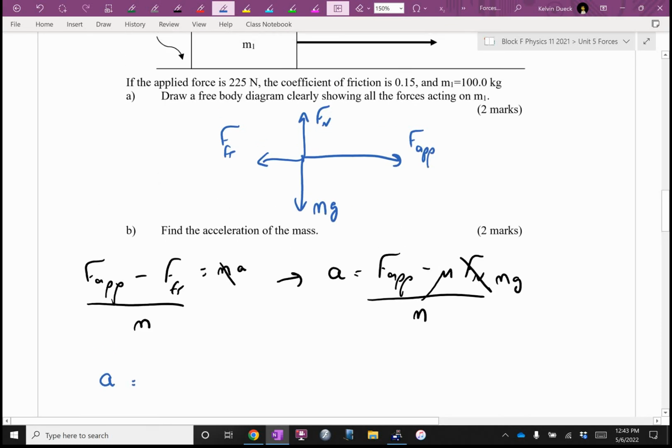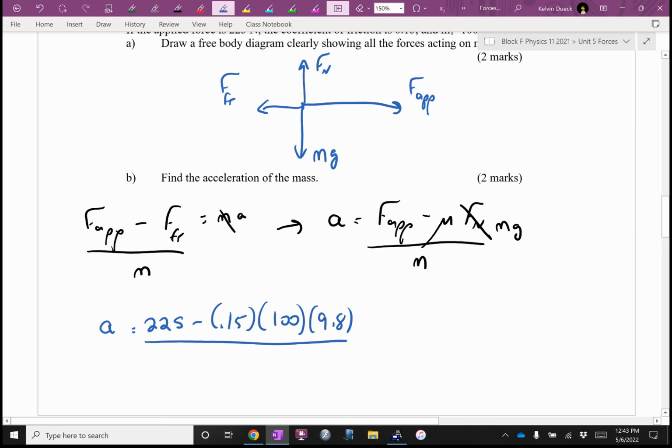What's F applied? 225 minus what's mu? 0.15 times m, 100 times 9.8. You know what? We're going to get a really small acceleration. We might even get a negative acceleration because 100 kilograms, that's a heavy mass. 225 newtons, not that big a force. Now, the coefficient of friction is fairly small, so we're on fairly slippery ground.